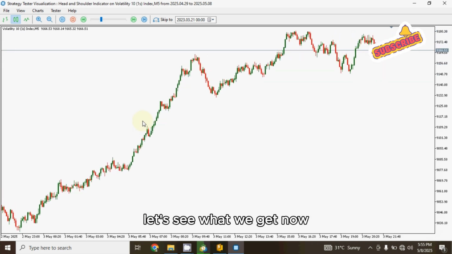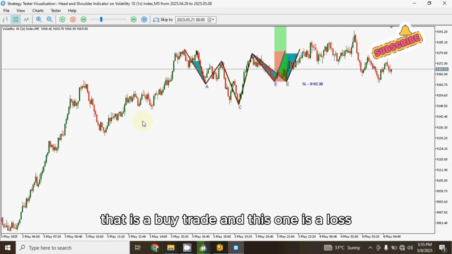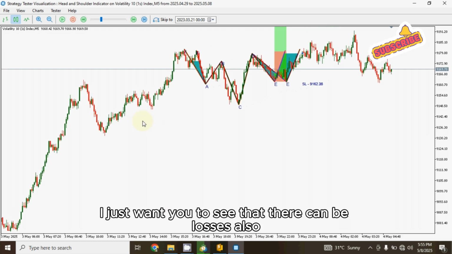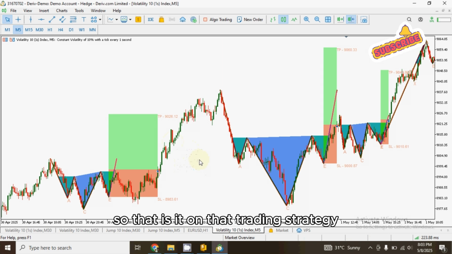Let's see what we get now. That is a buy trade, and this one is a loss. Can you see it is not perfect? I just want you to see that there can be losses also. So that is it on that trading strategy. It is not perfect, but it is very good for your analysis. It works most of the time on average.